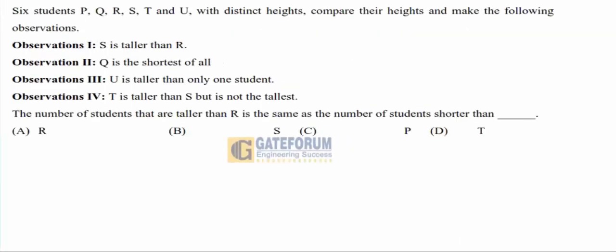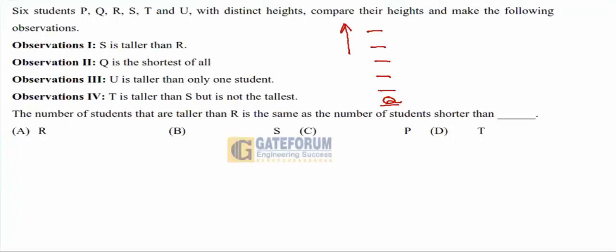6 students, P, Q, R, S, T, and U, with distinct heights, compare their heights and make the following observations. See, S is taller than R, Q is the shortest of all. Suppose these are the 6 people, 1, 2, 3, 4, 5, and 6. This is in the ascending order of heights. So they have said in observation number 2, Q is the shortest of all. So this must be.